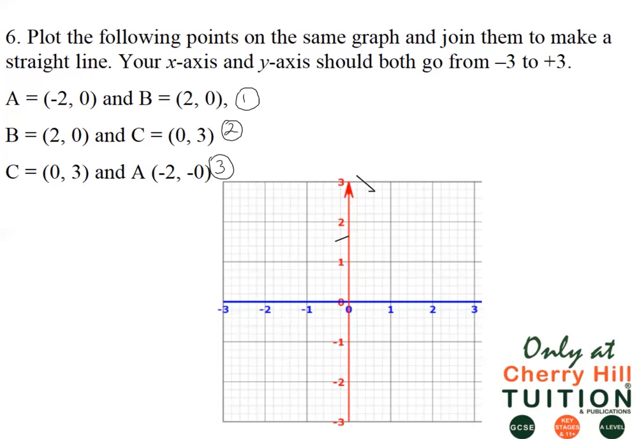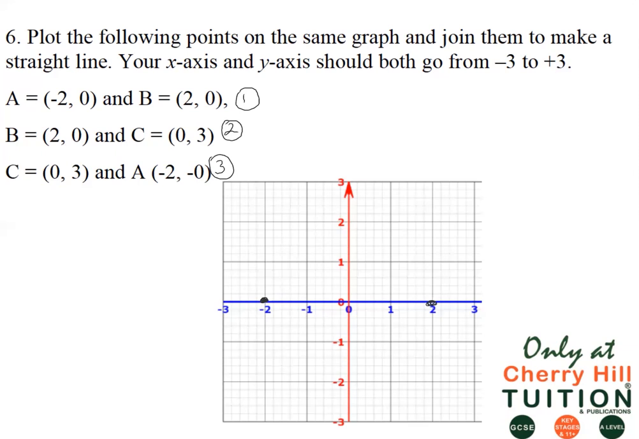So let's do 1 first. We have minus 2, 0. So minus 2 on the x-axis and 0 on the y-axis is here. And then we have 2, 0. So 2 on the x-axis and 0 on the y-axis is here.